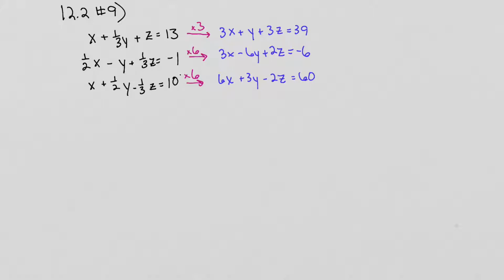Okay, now I can decide what I want to eliminate. I think I'll go ahead and pick the x's to eliminate. Once you decide what you're going to eliminate, that's what you have to work with 2 times in a row. So I'm going to eliminate x 2 times in a row. In the first case, I'll take the first equation times -2 and bring the third equation up, and then the x's will be eliminated. So the first equation times -2 gives -6x minus 2y minus 6z equals -78.